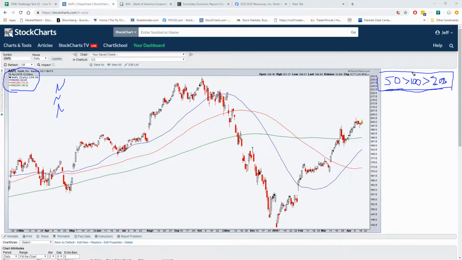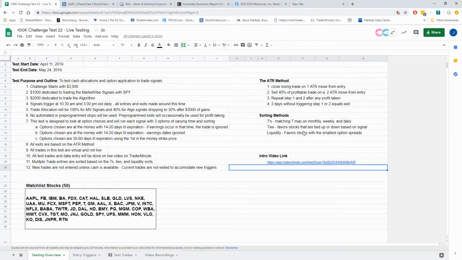So if Nike didn't have this, we'd have to go to our third sorting method, right? But let's just assume, for the sake of demonstration here, that Apple and Nike have both made it through these first 2 sorting methods. We've eliminated Halliburton, and we're running with Nike and Apple.